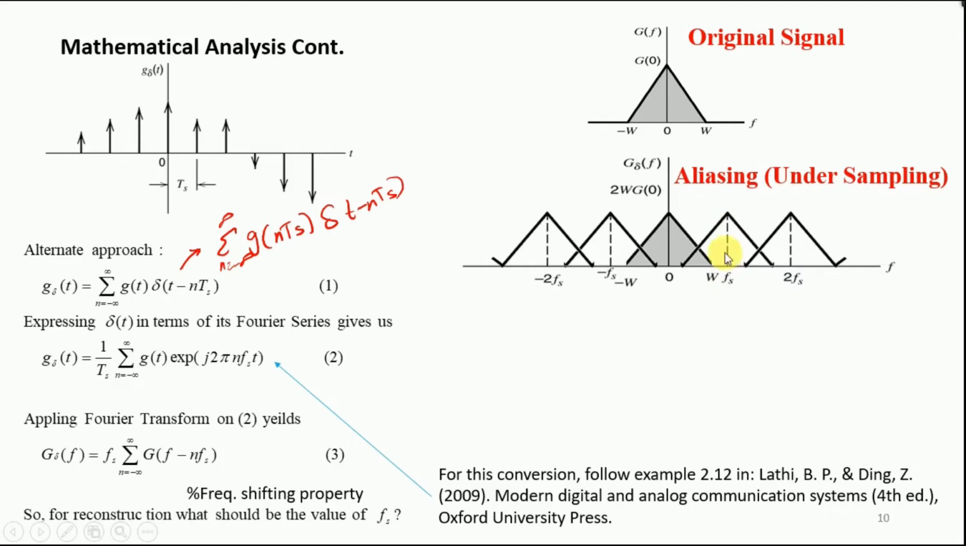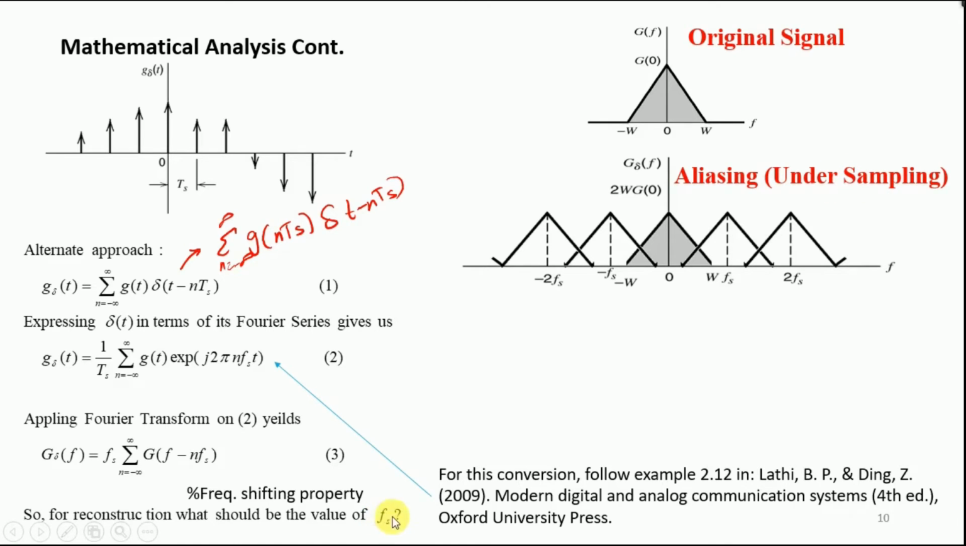So the image spectrum would be interfering with our original spectrum, which is shaded over here. So you're going to lose the information which is over here. This is something that we call aliasing, and it is nothing but undersampling with respect to the Nyquist criterion.